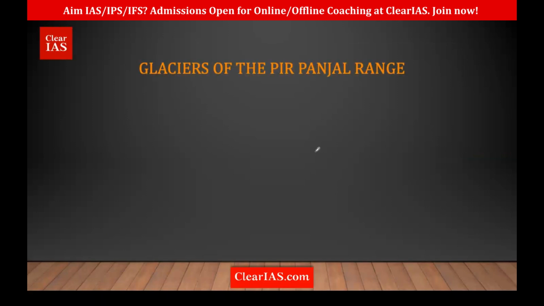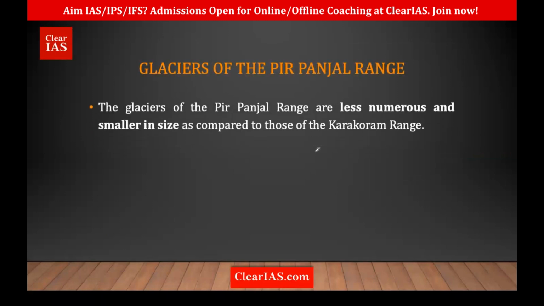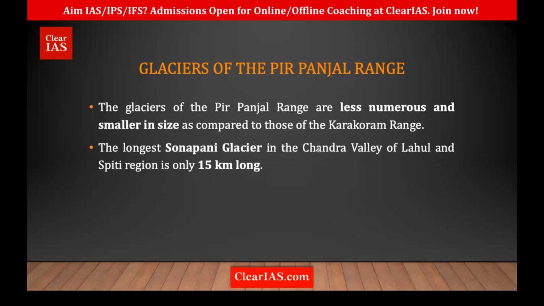Now, talking about the glaciers of the Pir Panjal ranges. First we spoke about the Karakoram. There are not as many glaciers here, and they are much smaller. The longest is the Sonapani Glacier in Chandra Valley in the Lahaul Spiti region. Lahaul Spiti is a cold desert region. Ladakh and Lahaul Spiti are the two cold deserts of India. The Sonapani Glacier is around 15 kilometers long, very much smaller than those in the Karakoram.